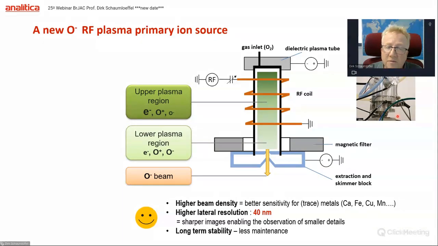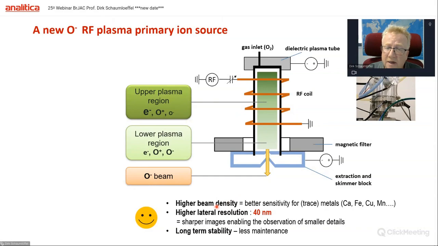But we want to have these oxygen minus ions, and therefore in this lower plasma region, with this magnetic filter, the O minus ions are concentrated and then extracted and create this ion beam. This is a really high density ion beam.